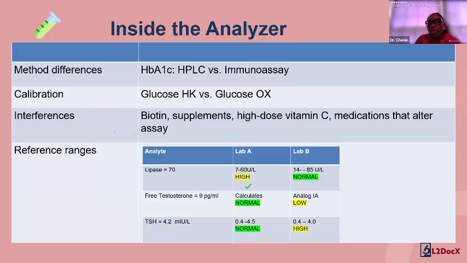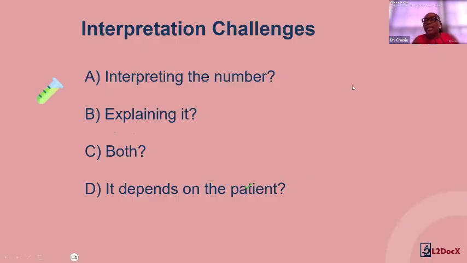The next example is free testosterone. So they measure your testosterone, it says 9 picograms per mil. Lab A actually calculates it and says it's normal. So they don't measure it, they calculate it, and they say it's normal. Lab B has an analog method, which is an immunoassay, and this immunoassay says it's low. What are you going to do without knowing that you're dealing with different methods? So again, I'm just here to bring to your attention some of the things that you may not be aware of because you are not in a lab setting.